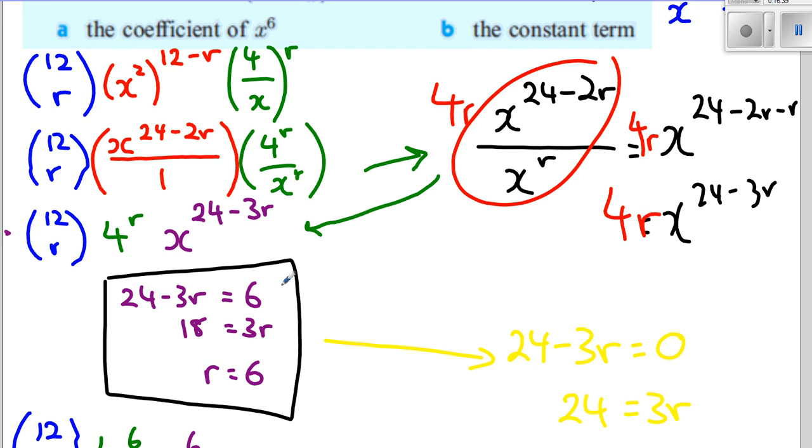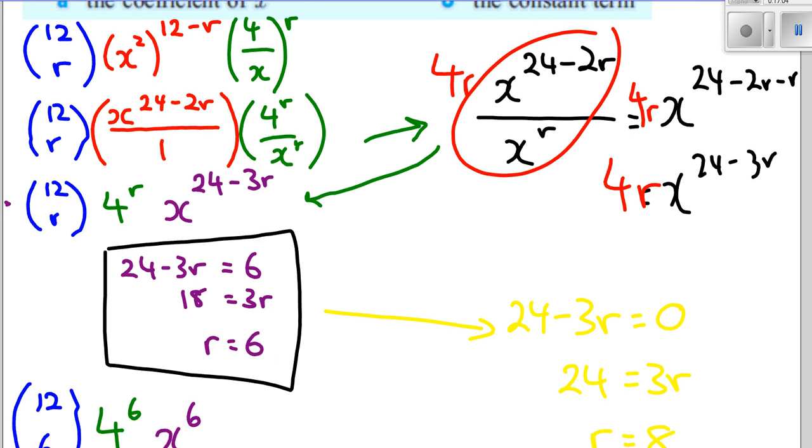If they wanted x to the power of 3, we would set it equal to 3 and solve for r that way. If they wanted x squared, we would set it equal to 2 and we'd solve it that way, and so on. If they wanted the constant term, remember x is to the power of 0, so we'd set it equal to 0, which we'll do for that part B. So all of this was just to find what r is, and then once we've got r, it's not so bad, we can just sub it in to here.